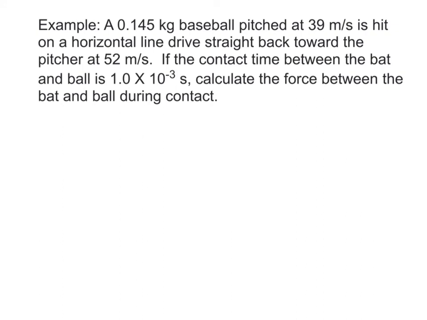It tells us that a 0.145 kilogram baseball pitched at 39 meters per second is hit on a horizontal line drive straight back toward the pitcher at 52 meters per second. If the contact time between the bat and ball is 1.0 times 10 to the negative 3 seconds, calculate the force between the bat and ball during contact. So here we've got a baseball being thrown towards the batter, and then it's hit by the batter back towards the pitcher. So I'll call that A and that B.